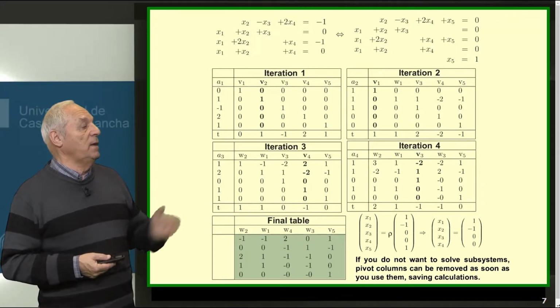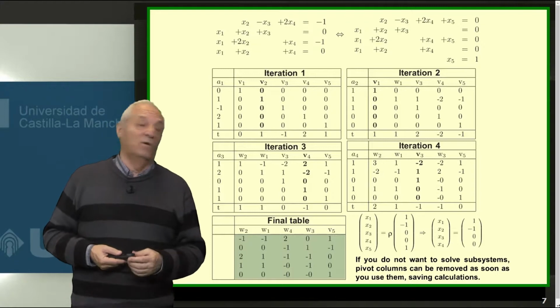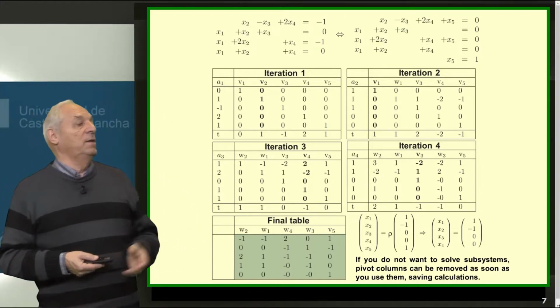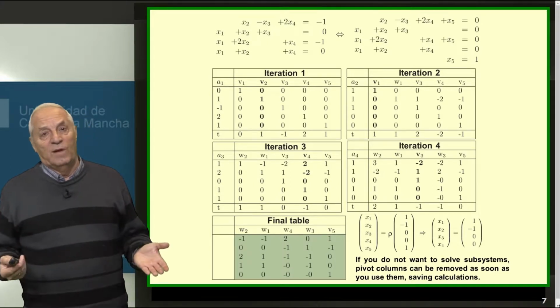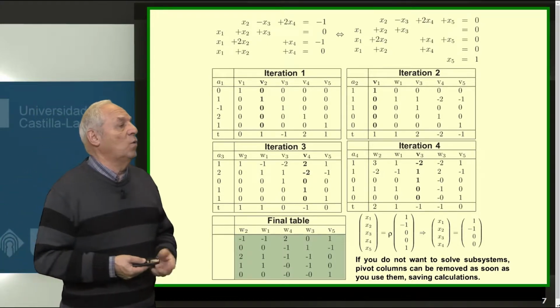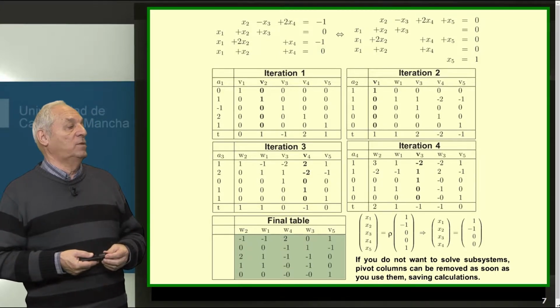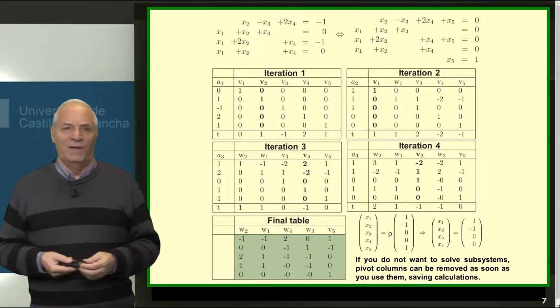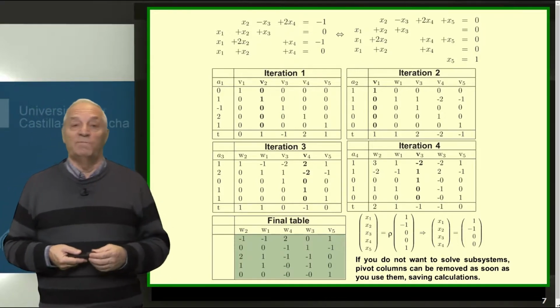Next we go to the third equation, which has coefficients 1 2 0 1 1, as we see above on the right, and we enter that vector in the third iteration. We pivot, in this case with the fourth vector, and we get the matrix of the fourth iteration, and finally we enter the last equation, which has coefficients 1 1 0 1 0, we pivot and get the final table.